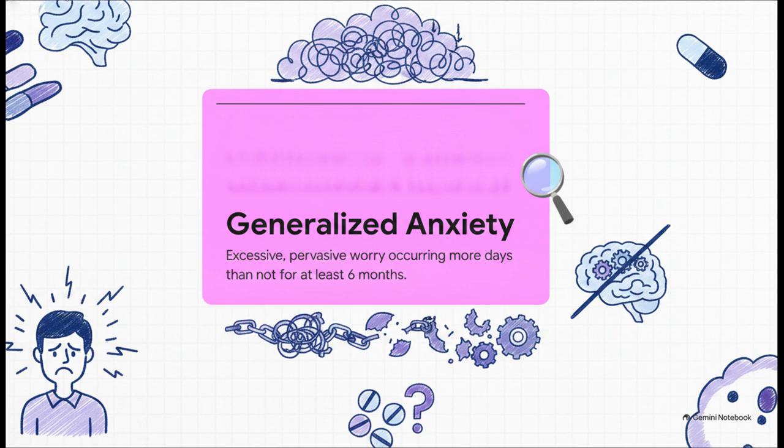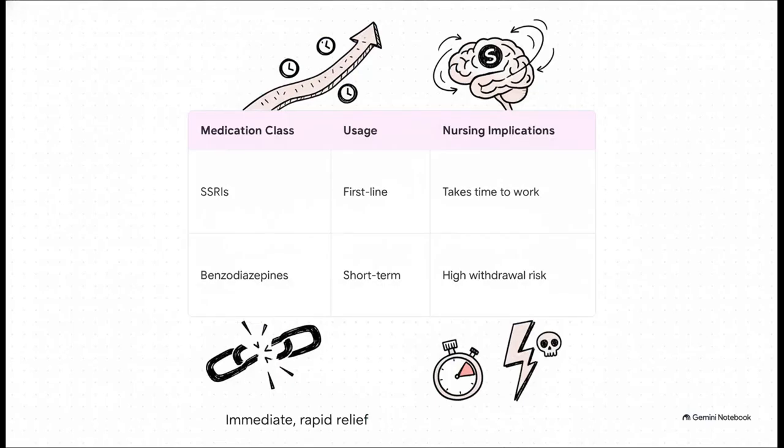So how do we actually intervene medically here? Well, our primary pharmacological tools for anxiety fall into 2 main camps. First up, SSRIs, or selective serotonin reuptake inhibitors. These are your first-line long-term management meds. They're incredibly effective, but they require a lot of patience as they take time to actually build up in the system. On the flip side, we have benzodiazepines. These offer immediate, rapid relief for acute anxiety. But, and this is a big but, they come with a very dangerous risk of physical dependence and severe withdrawal.